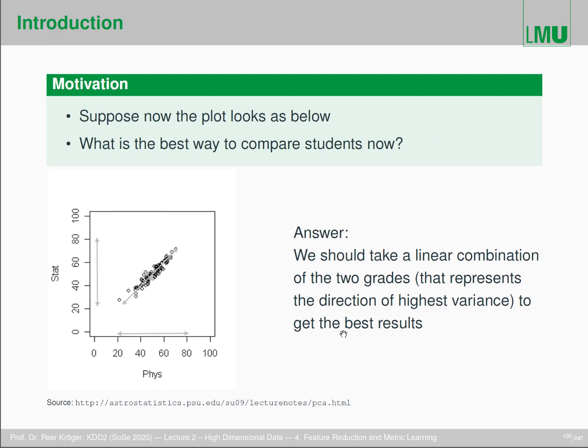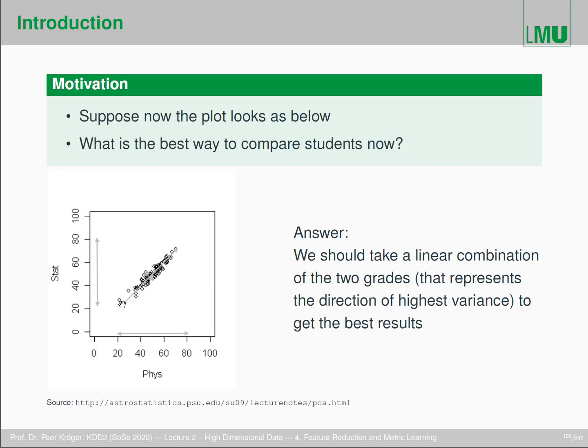So suppose now the plot looks a little bit different, like this one here. Again, what is the best way to compare the students now? If we look at the individual variations along each of the features, statistics and physics, the variation is more or less the same. So could we use both? Well, we could use both, or just one, and selecting either one of those will be okay.